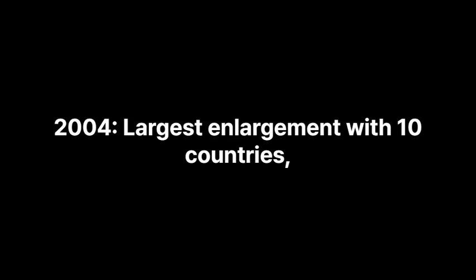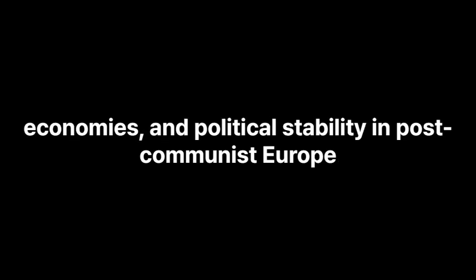G. Enlargement of the EU. 1. Early enlargements. 1973, Denmark, Ireland, United Kingdom. 1981, Greece. 1986, Spain and Portugal. 2. Post-Cold War expansion. After the fall of the Berlin Wall and the dissolution of the Soviet bloc, the EU expanded eastward. 1995, Austria, Finland, Sweden. 2004, largest enlargement with 10 countries, including Poland, Hungary, Czech Republic. 2007, Bulgaria and Romania. 2013, Croatia. Enlargement promoted democratization, market economies, and political stability in post-communist Europe.